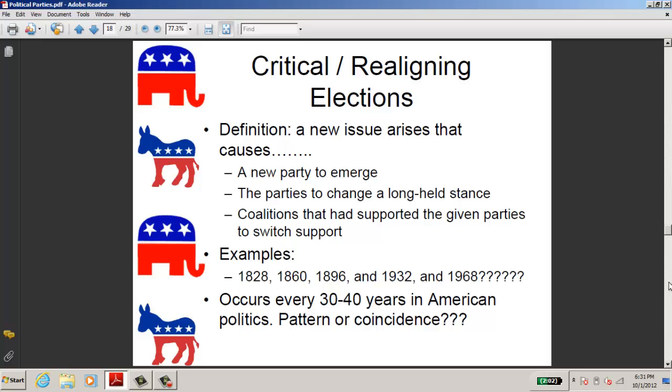Now what's interesting, political scientists have noted, is that this occurs every 30 to 40 years in American politics, which makes political scientists wonder, can we predict it? Can we see what the future may hold? Is it a pattern, or is it just a coincidence that these things happen? So that's a question really without an answer.